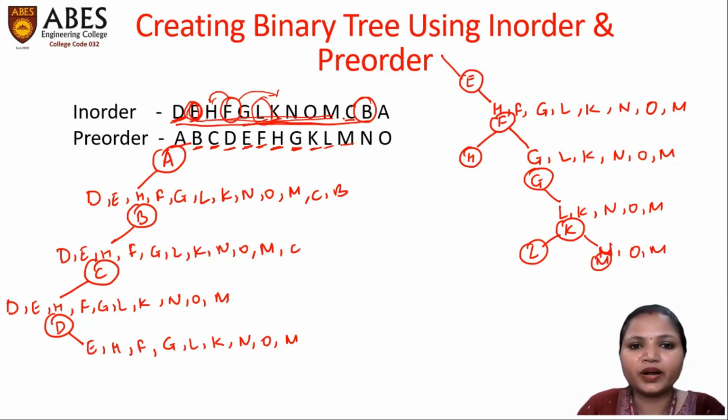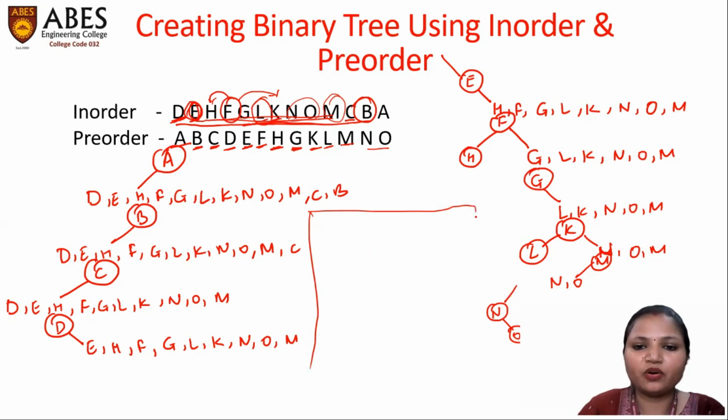Now O, here is M. O and N both are on the left hand side. So what do we write here? N and O will come on the left hand side. Now, N and O, which comes first? N. So here N will become the left child, and we can check that O will become its right child. Okay. So if we check the whole tree, what will be the tree?